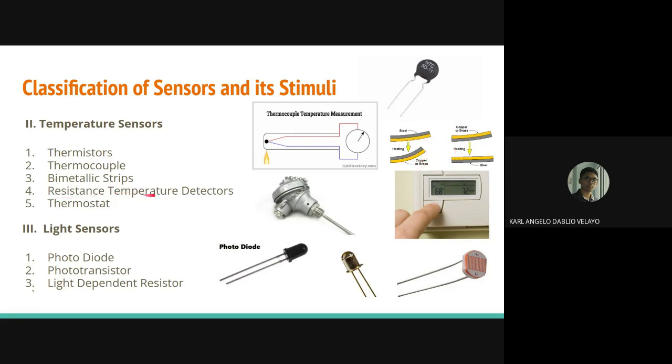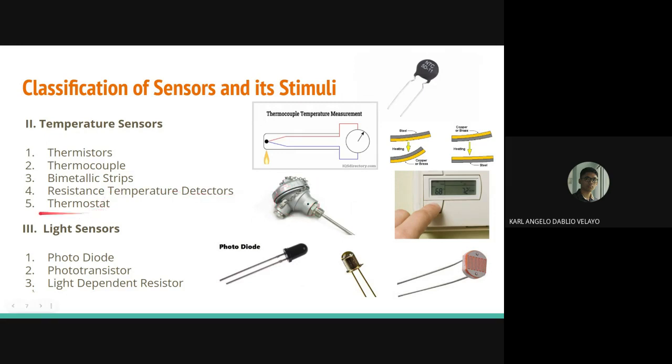Next, we have resistance temperature detectors. So this muna ang resistance temperature detector. So it is an electronic device used to determine the temperature by measuring the resistance of an electrical wire. So as the temperature increases on the sensor, the resistance also increases.